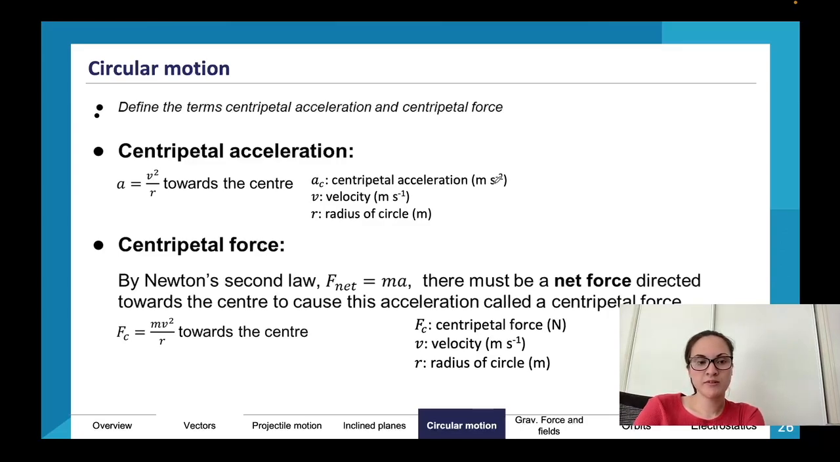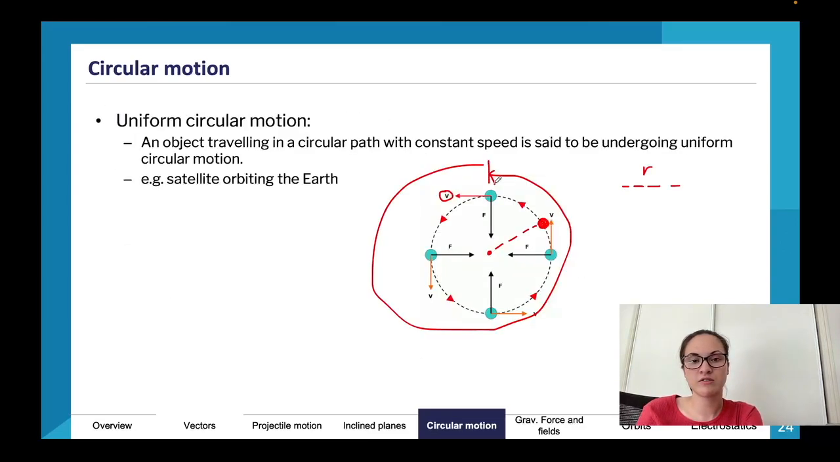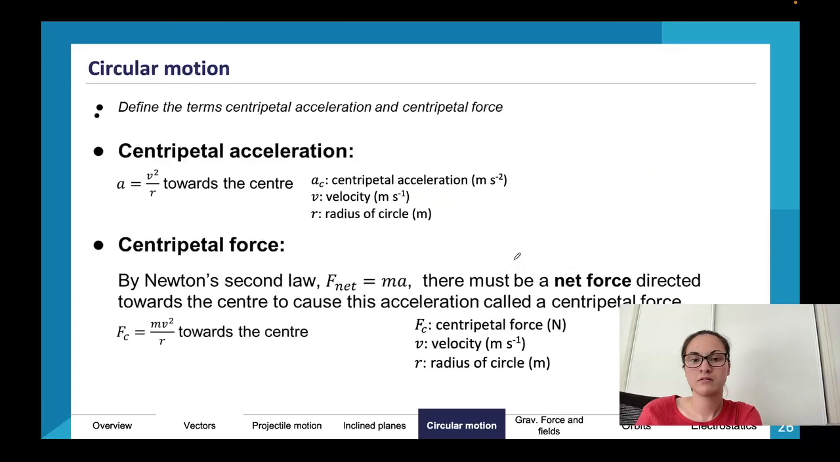Whereas you've got centripetal force, which comes from Newton's second law, F equals ma. There must be a net force directed toward the center to cause this acceleration, which is called a centripetal force. So for this centripetal force, the formula then becomes mass times velocity squared divided by the radius, the force of which is moving toward the center. So just like how we have here, this is that centripetal force. Yep, so that's measured in newtons. Once again, our velocity is the same, the radius of the circle is the same.